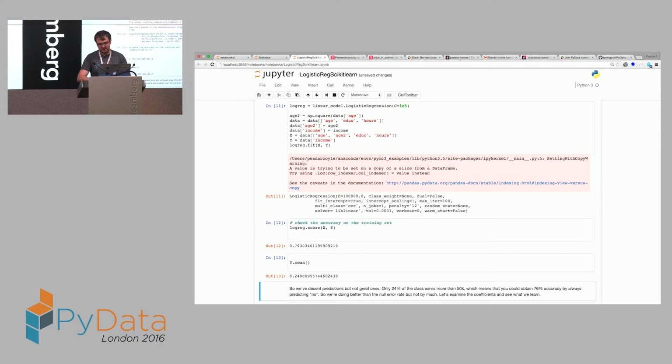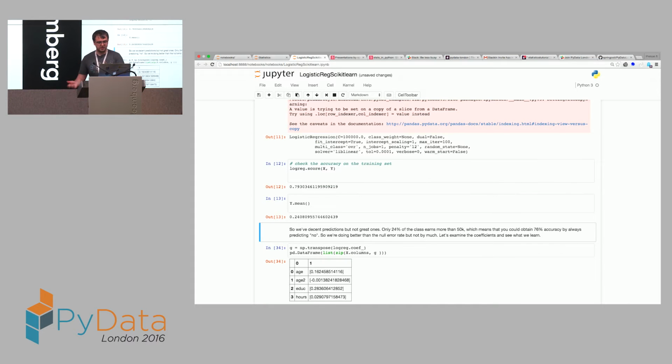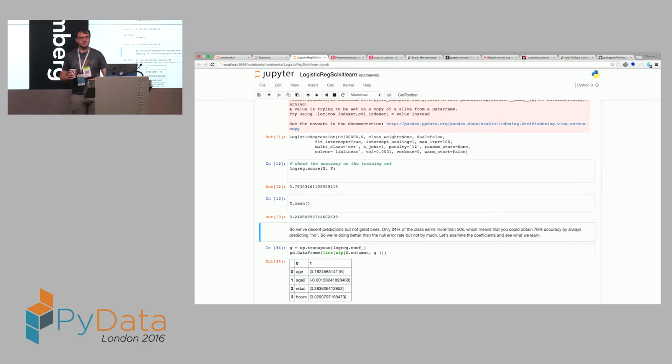And then you compare it to your worst case scenario, the dummy variable. So we have decent predictions, but not great ones. Only 24% of the class earns more than 50K, which means that you could obtain 76% accuracy by always predicting no. So we're doing slightly better than the null error rate, but not much.